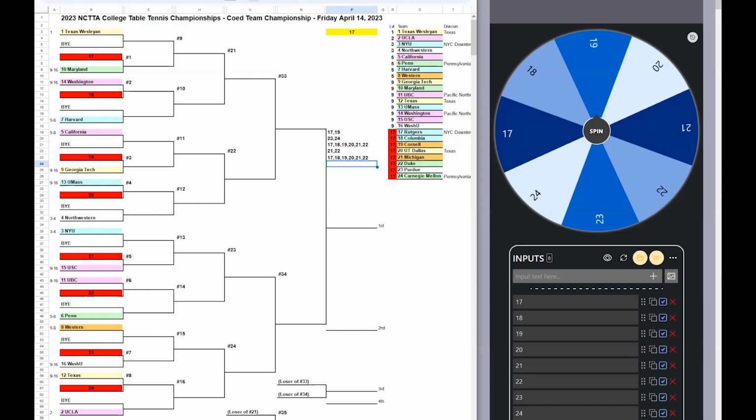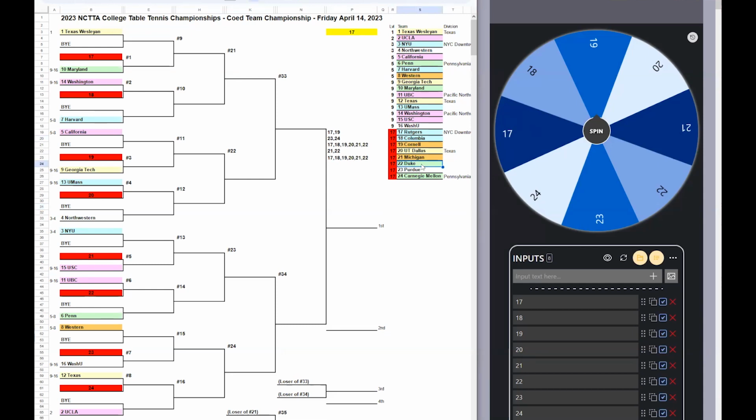Columbia, let's check. Columbia is New York City uptown, and Harvard is Upper New England. The blue color is the region, so the blue is all Northeast region. And what I wrote down here is the division. UMass is Lower New England. Harvard is Upper New England. Columbia is New York City uptown, and Rutgers and NYU are New York City downtown.